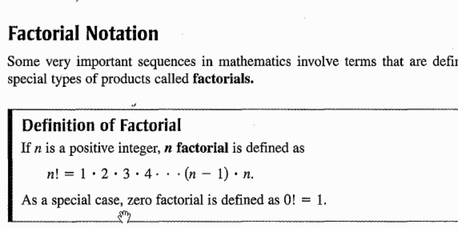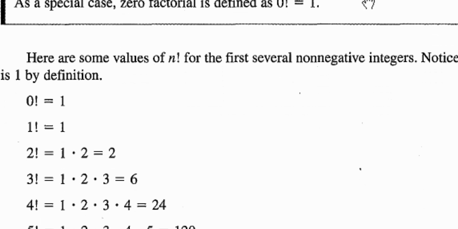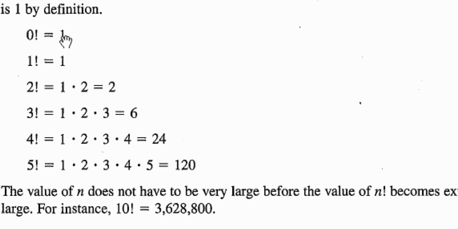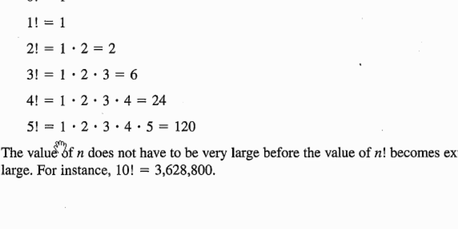A special case is 0 factorial, and we have simply defined 0 factorial to always equal 1. There's actually a reason for that. I'm going to say for right now, just accept it, and it will make your life way easier. So 0 factorial is 1. 1 factorial is 1. 2 factorial is 1 times 2, which is 2. 3 factorial is 1 times 2 times 3, which is 6. 4 factorial is 1 times 2 times 3 times 4, which is 24. And 5 factorial is 1 times 2 times 3 times 4 times 5, which is 120.